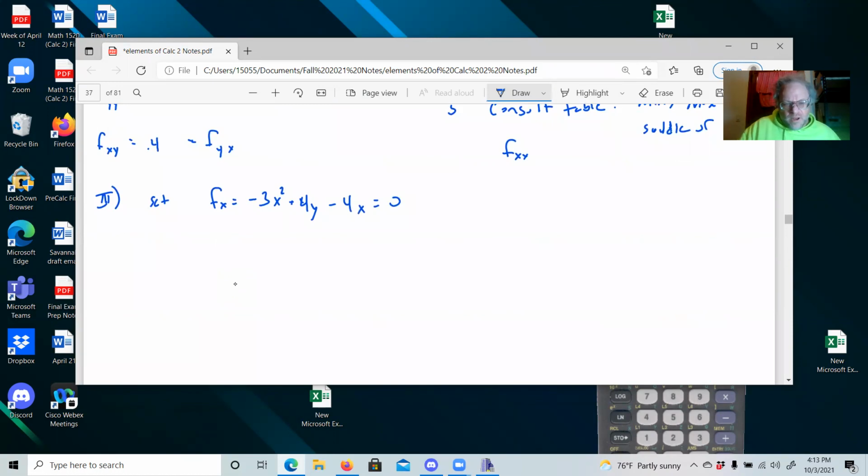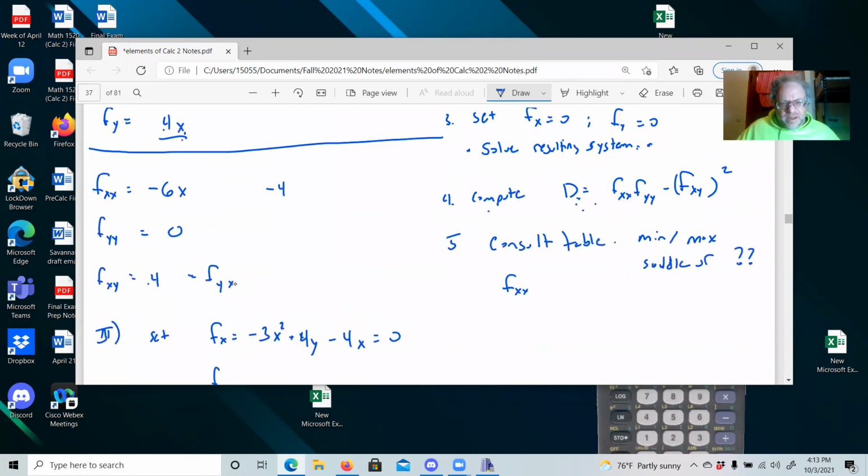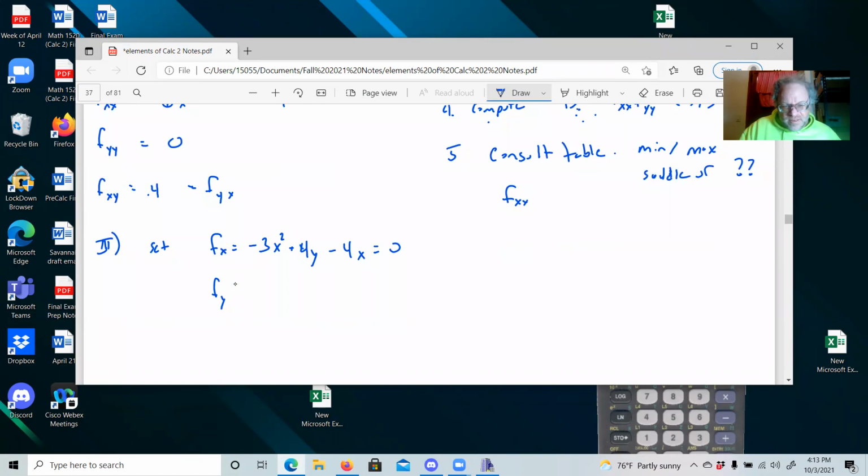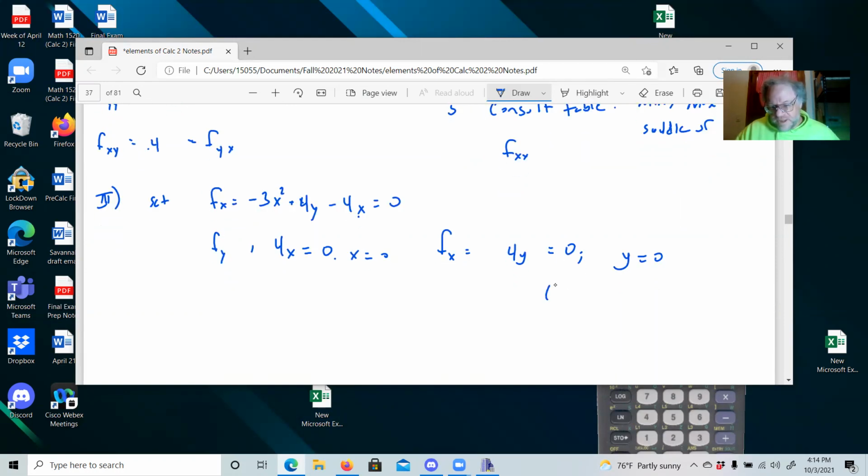We're also going to know that from fy, we know that 4x equals 0. So that's a solution: x equals 0, that's an answer. 0 is a number, so let's plug that in. What happens to my fx? We get 4y equals 0, so that means y is equal to 0. Remember, all the x's were 0, so we're good. So our point in question is 0, 0.